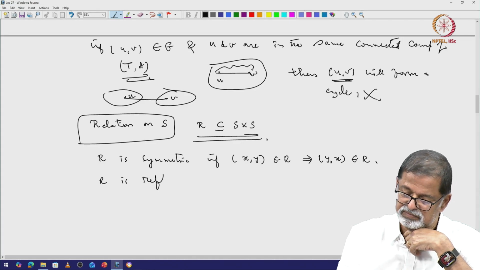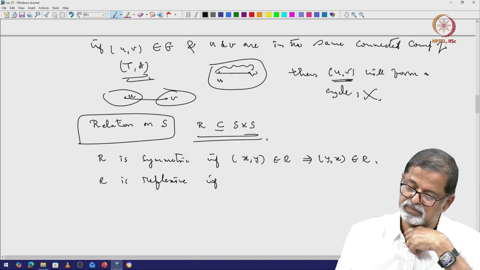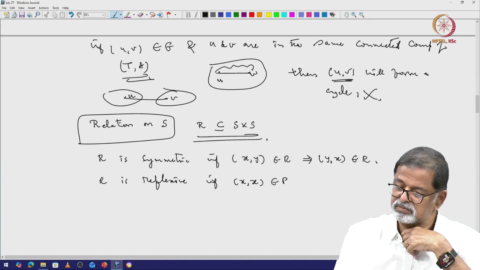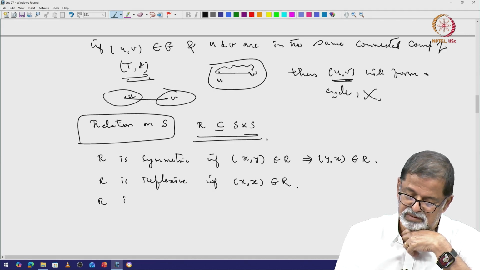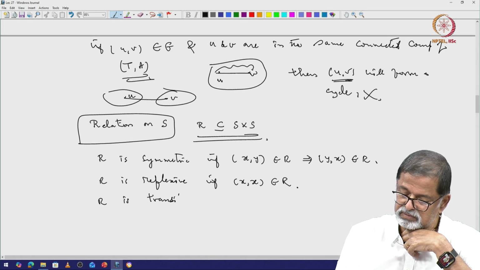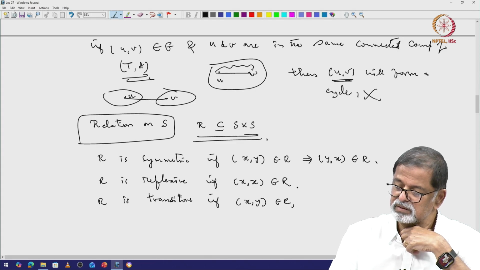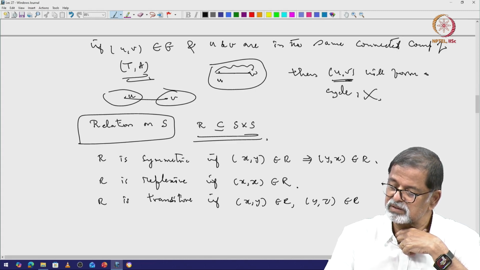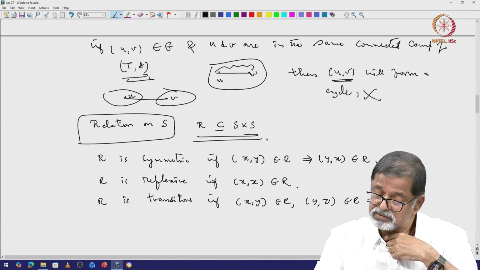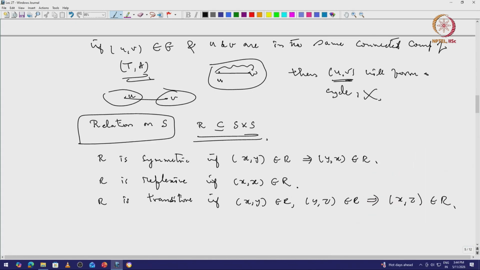R is reflexive if (x, x) belongs to R. R is transitive if (x, y) belongs to R and (y, z) belongs to R implies (x, z) belongs to R. This is transitive. If I have x to y and y to z, the pair (x, z) is also there.